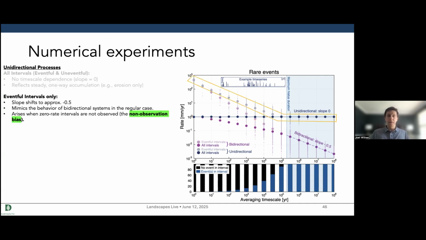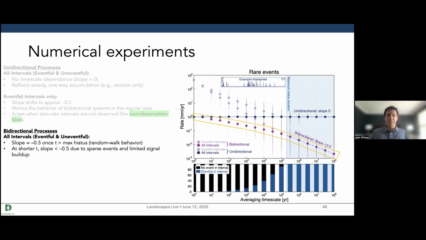When you're considering, again, unidirectional processes, but only eventful intervals, this slope before the maximum hiatus duration shifts to approximately -0.5, that magic number, that Brownian number. And it mimics the behavior of bidirectional systems in the regular case. This is a manifestation of the non-observation bias, which I haven't introduced yet, that arises when zero rate intervals are not observed.